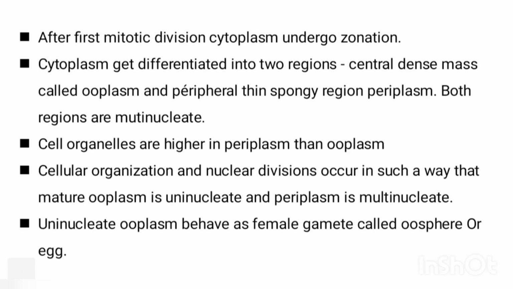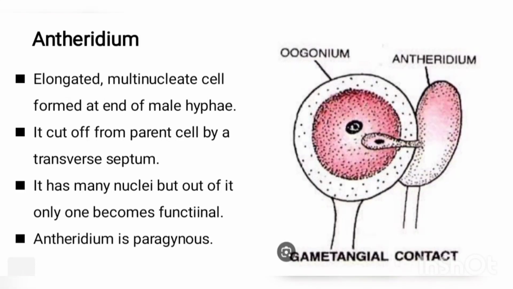So the cytoplasm of the oogonium gets differentiated into how many regions? Two regions. The cell organelles are higher in the periplasm, that is the spongy region. Cellular organization and nuclear division occur in such a way that the mature ooplasm is uninucleate and the periplasm is multinucleate. So this is the structure of the oogonium. We can see that there is clear differentiation between the peripheral region and the central region.